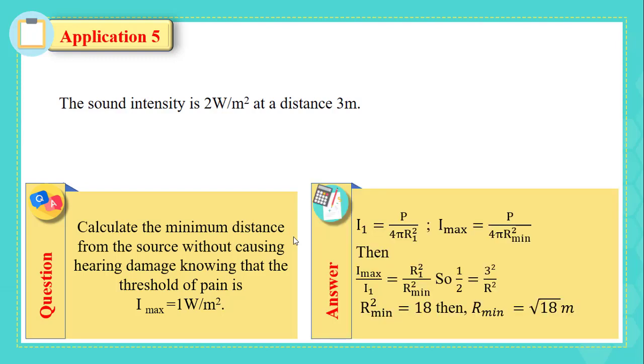I1 is equal to the power emitted divided by 4 pi R1 squared, and I maximum is equal to P emitted divided by 4 pi R squared minimum. When finding the ratio of these two equations, then it will give I max divided by I1 is equal to R1 squared divided by R minimum squared, so 1 over 2 is equal to 3 squared divided by R squared, therefore R minimum will be equal to radical 18 meters.